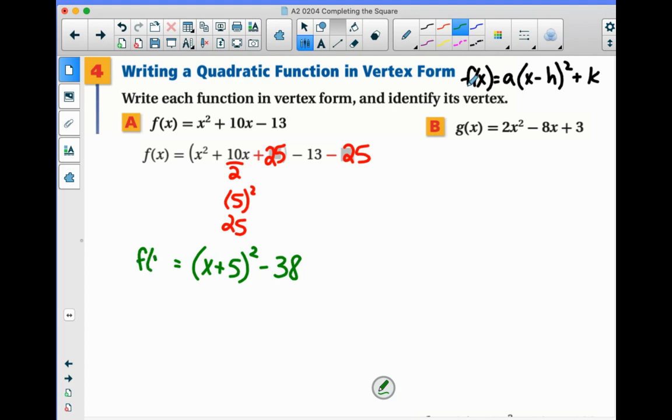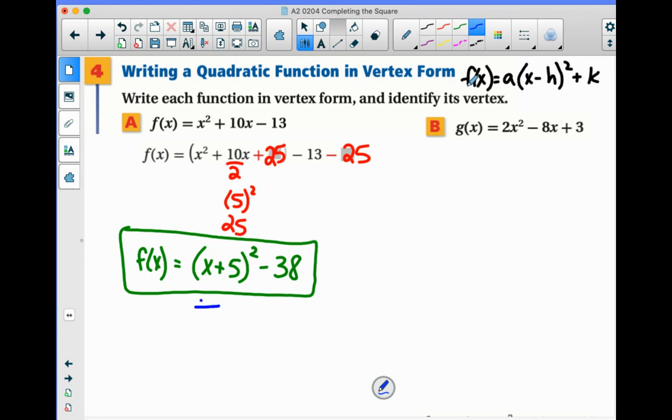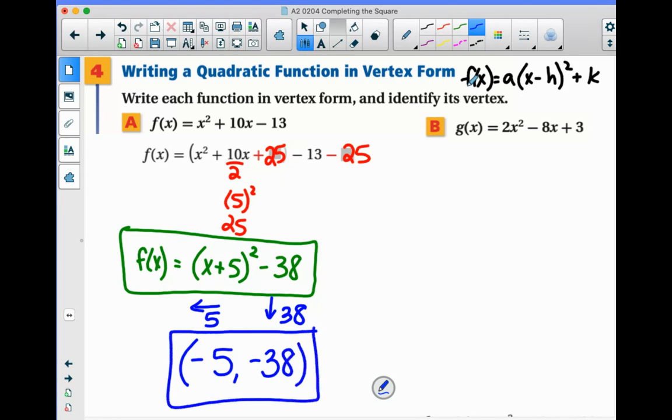So this is rewritten then in vertex form. And then it says, identify the vertex. So let's remember how our graph gets transformed here. This plus 5 means that it would shift to the left 5 units. This minus 38 would be down 38 units. So left 5 affects your x, so it would be negative 5. The minus 38 affects your y, and it's down 38, so it would be negative 38. This is our vertex. It's not too bad once you get a couple of them going here.